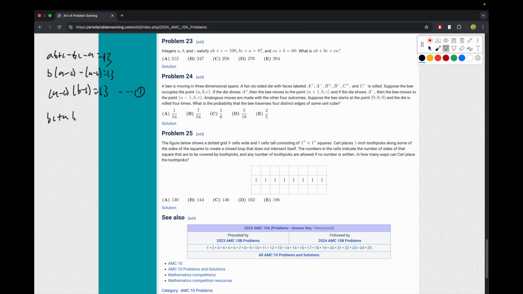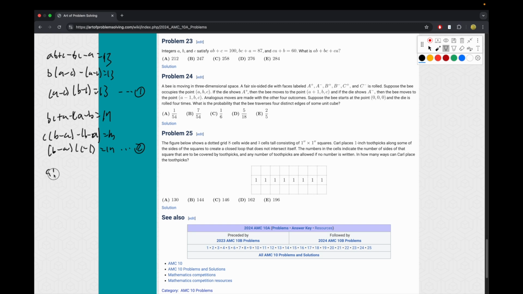We can do these two. bc plus a minus ca minus b equals 17. So we have b minus a times c minus 1 equals 17. That's our second equation. And lastly, let's do these two.